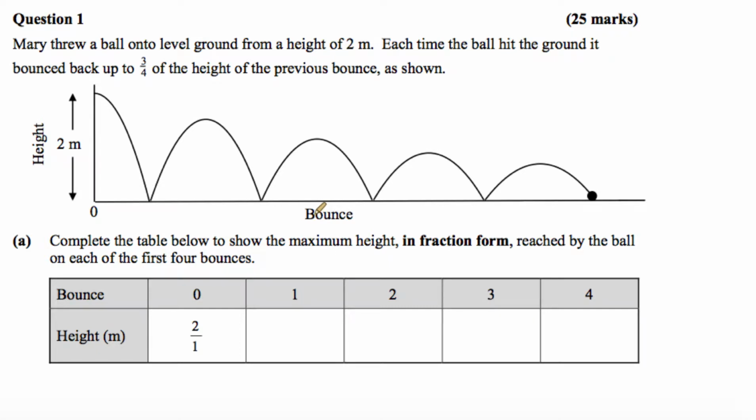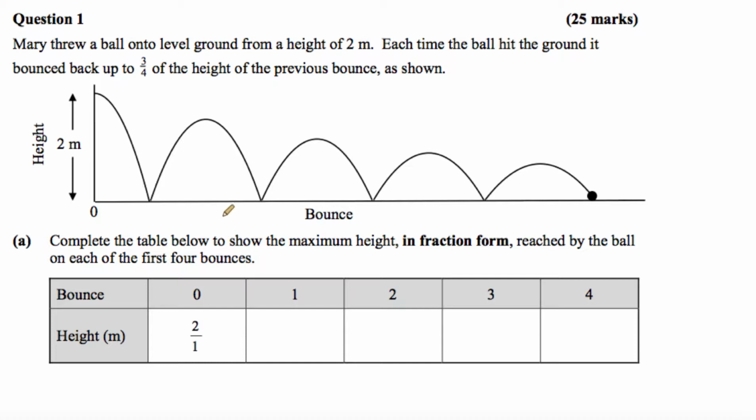So this is the 2015 Leaving Cert Higher Level Paper 1 and we're looking at question number 1. Mary threw a ball onto level ground from a height of 2 meters. Each time the ball hit the ground it bounced back up to 3/4 of the height of the previous bounce as shown. So here we have the diagram showing the bouncing ball.